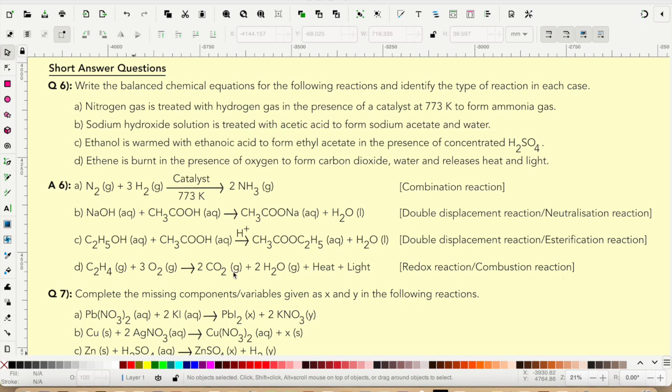Let us see how. C2H4 loses hydrogen to form CO2, so it is getting oxidized. O2 gains hydrogen to form H2O, so this is reduced. So this is redox reaction. Since C2H4 is combining with oxygen to form CO2, water, heat and light, so it is combustion reaction.